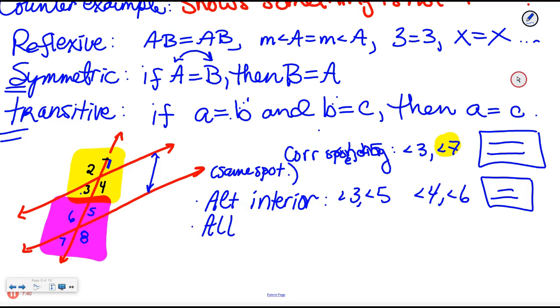Alternate exterior are on the outside of the parallel lines. So that would be like angle 1, 2, 7, and 8, but they also hop the transversal. So angle 1 and angle 7, they're on the outside, and they hop the transversal. Also angle 2 and angle 8.